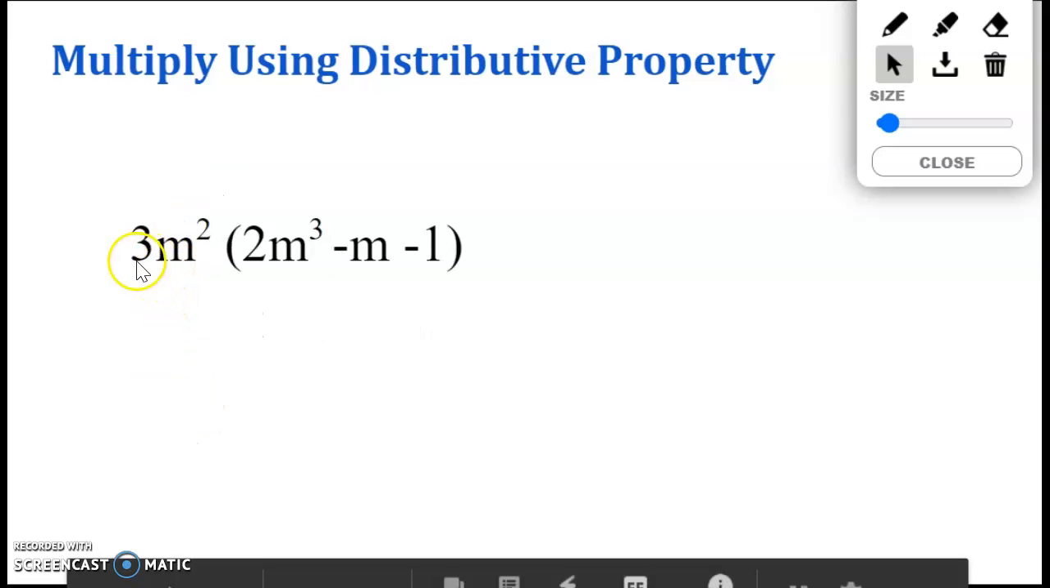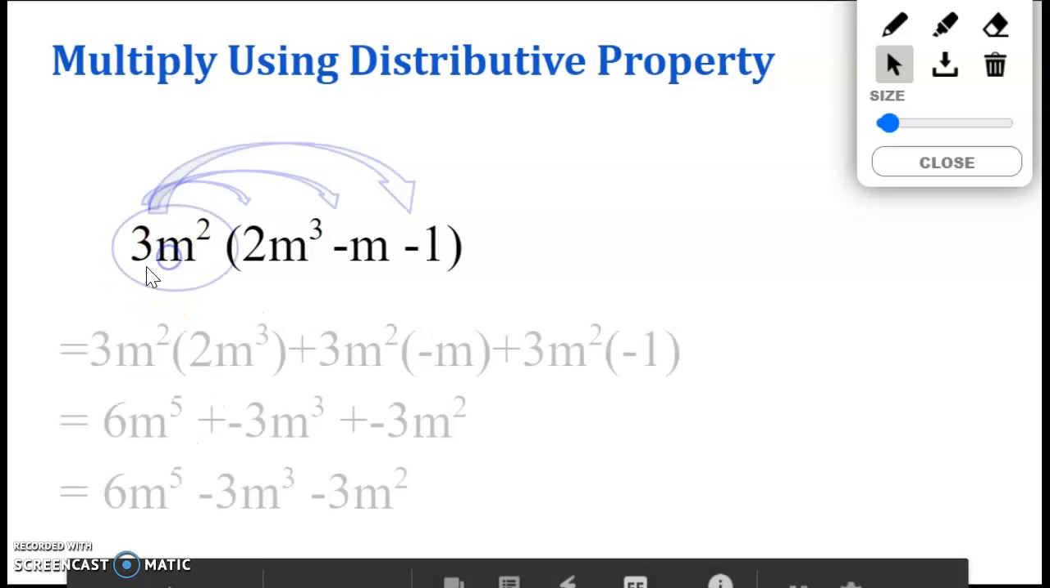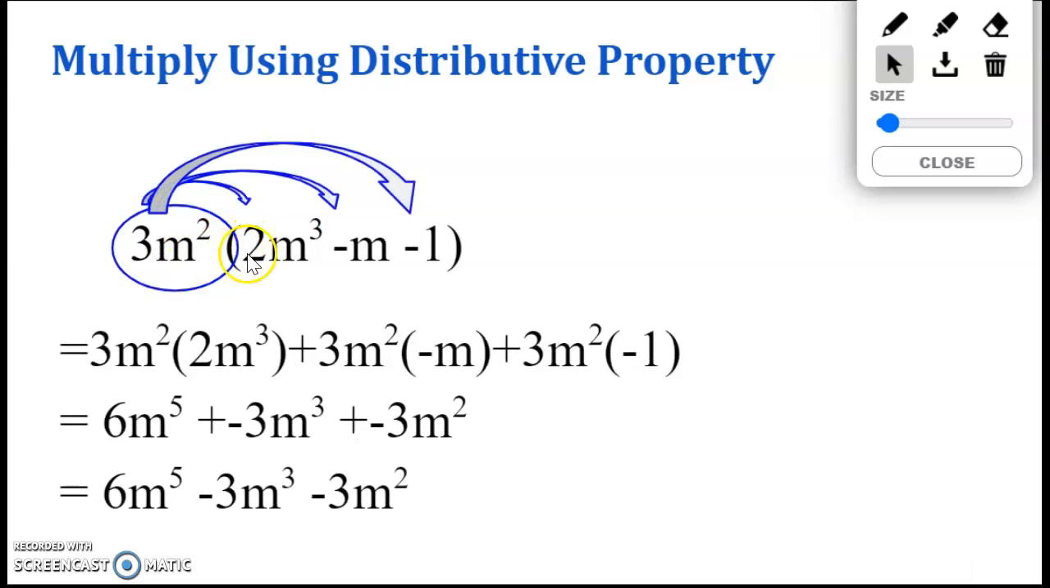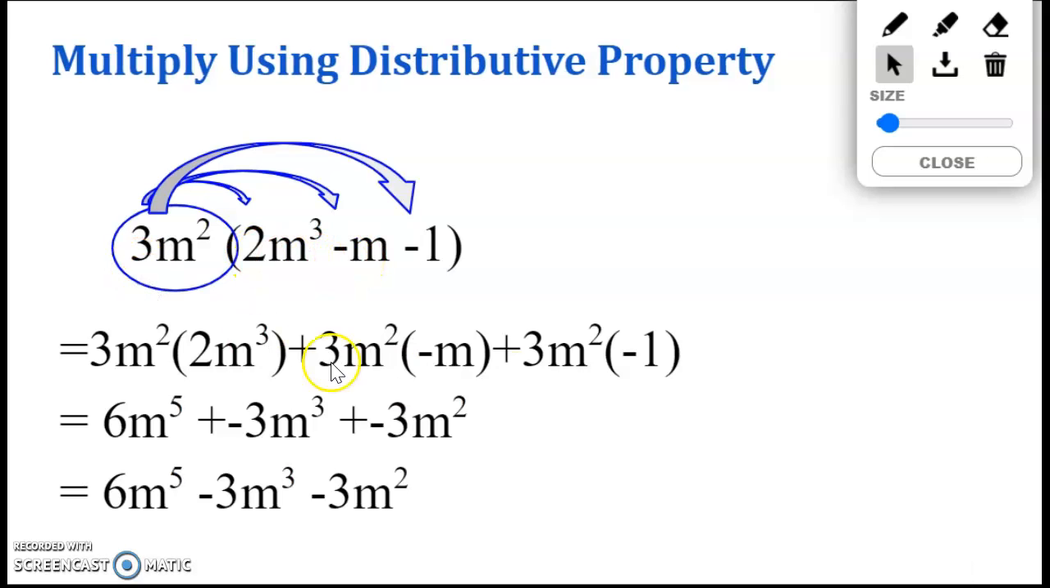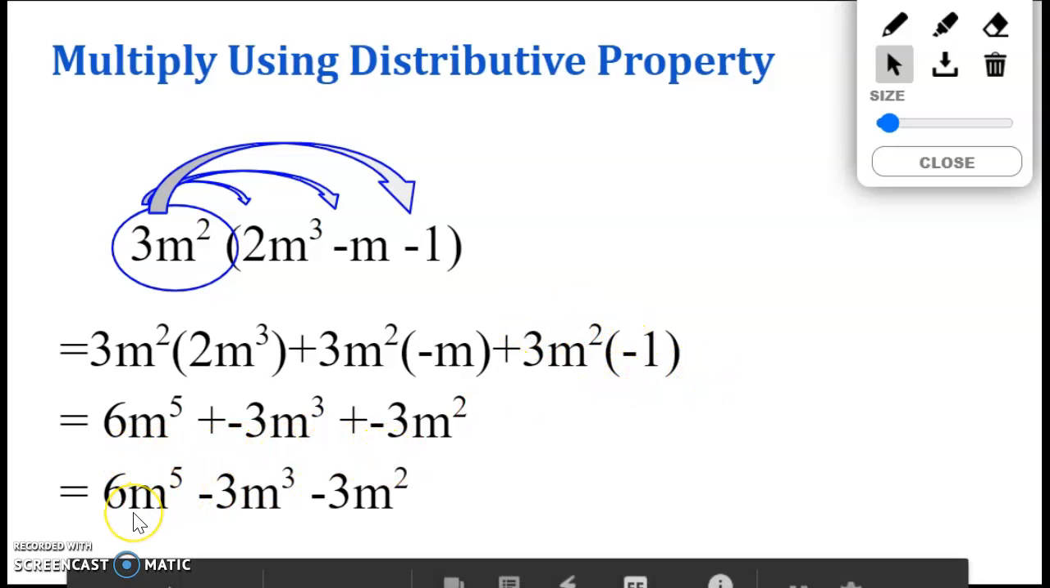See if you can do this problem. Okay, so again, same thing. 3m squared is being multiplied to 2m cubed, and then 3m squared is being distributed to each of the terms inside the parentheses. So that becomes 3m squared times 2m cubed. And then to that, you're adding 3m squared multiplied by the middle term. That's the negative m's. And then finally, 3m squared is being multiplied to negative 1. That's the last term. And then you simplify each of the multiplications. And this is the final answer.